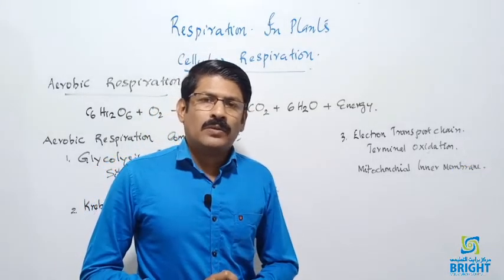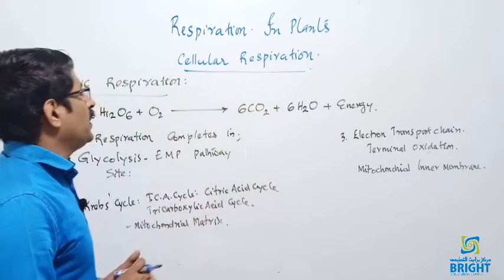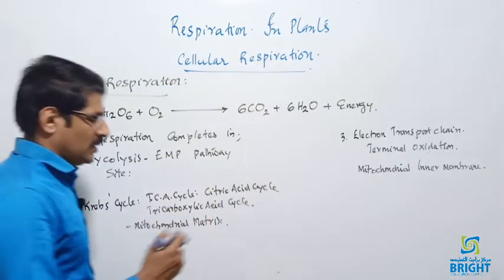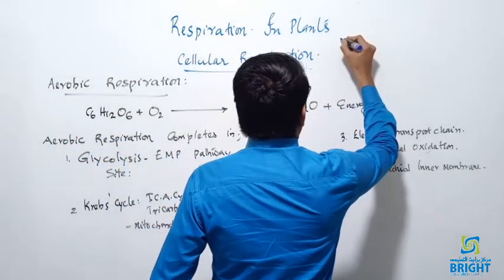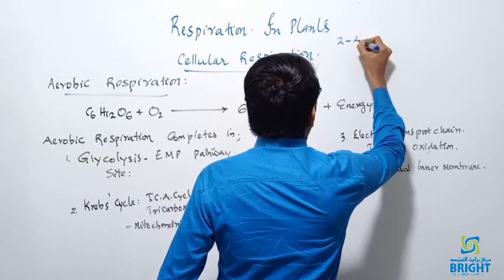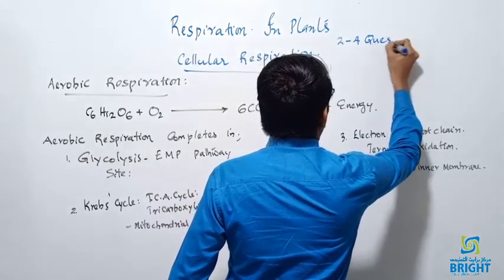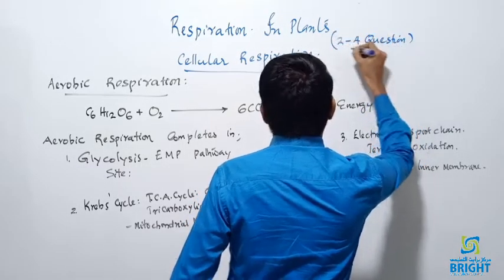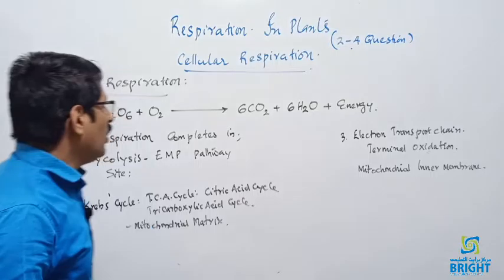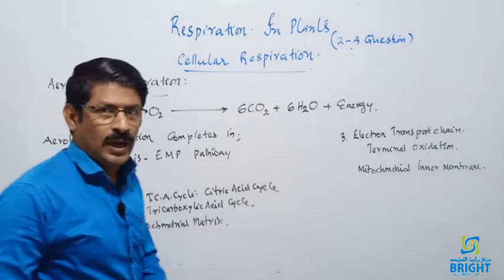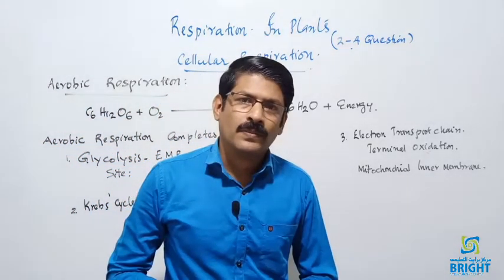So the next chapter we are going to discuss is respiration in plants, or cellular respiration, and the weightage is normally around 2 to 4 questions in our NEET examination. And in cellular respiration there is aerobic and also anaerobic respiration.